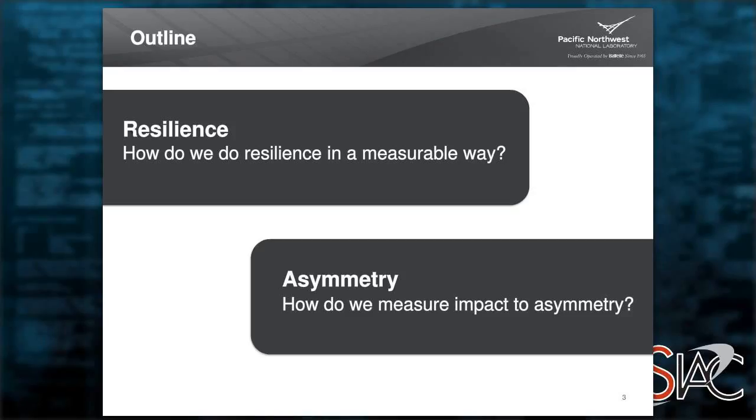So I'll be talking about resiliency first and some of the work we're doing there, and then some of the stuff we're doing specifically around asymmetry. The resiliency work is going to be more on work that we're already doing in some of the different research areas there. The asymmetry part of the conversation is going to be a little more notional and sort of blue sky, and that's where I invite a lot more participation from other folks, after the fact or going forward around this idea.